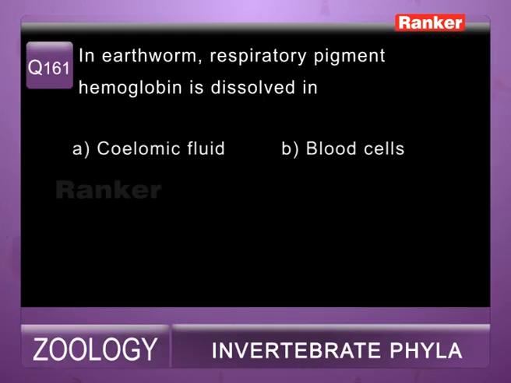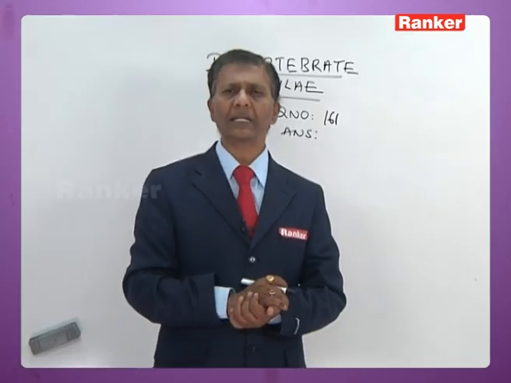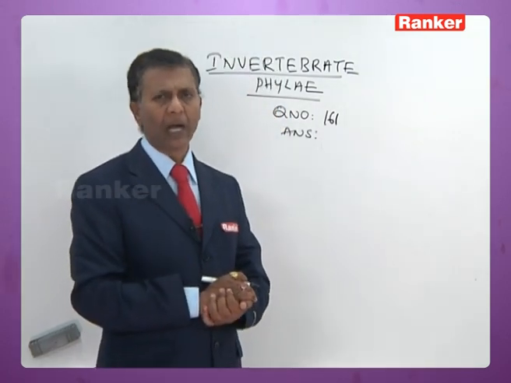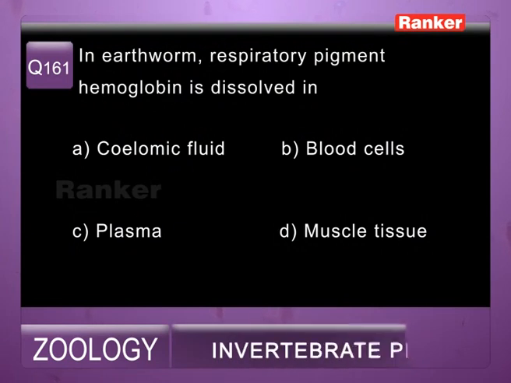Now 161st question: in earthworm, respiratory pigment hemoglobin is dissolved in A, coelomic fluid, B, blood cells, C, plasma, D, muscular tissue. Earthworm doesn't have RBCs; the hemoglobin is dissolved in blood plasma. Blood is red in color. So 161st question, correct answer is C, plasma.